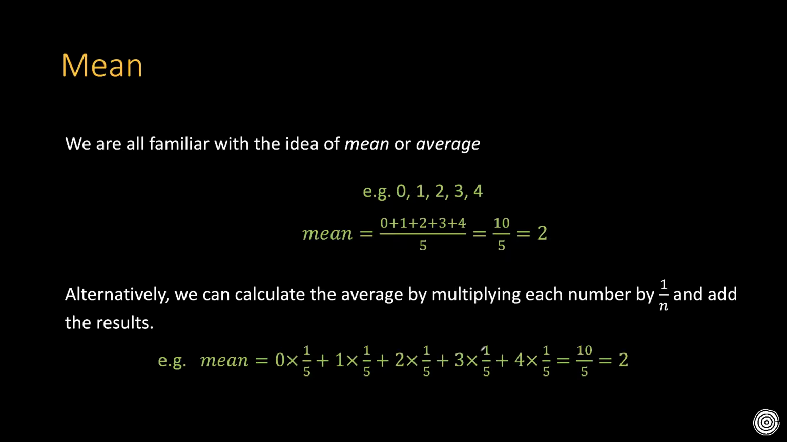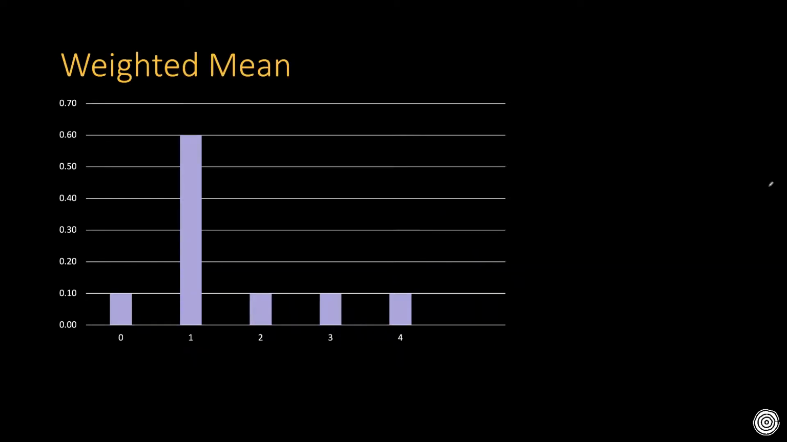So let's discuss that a little bit further. Now let's change the weight of 1 to 0.6, and we'll bring down 0, 2, 3, and 4 to 0.1, and I've made sure that they all add up to 1. If I now find the weighted average here, I will do 0.1 times 0, 0.6 times 1, and I'm adding them in between, plus 0.1 times 2, plus 0.1 times 3, and plus 0.1 times 4. This gives me 1.5.